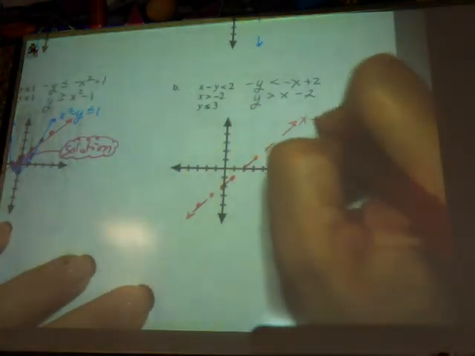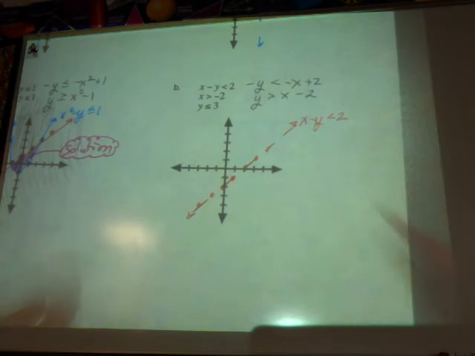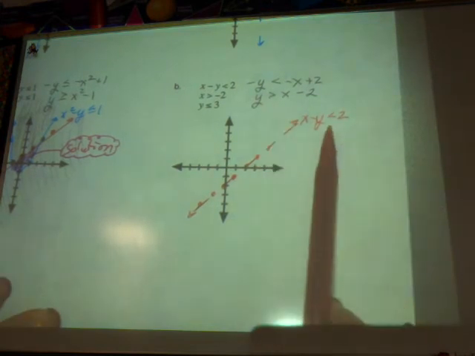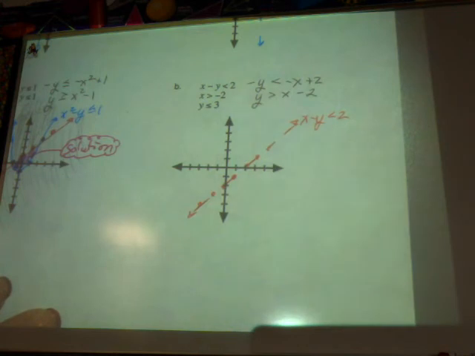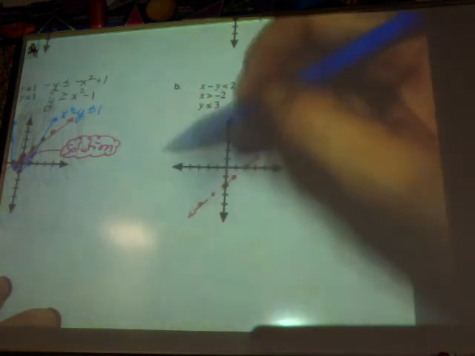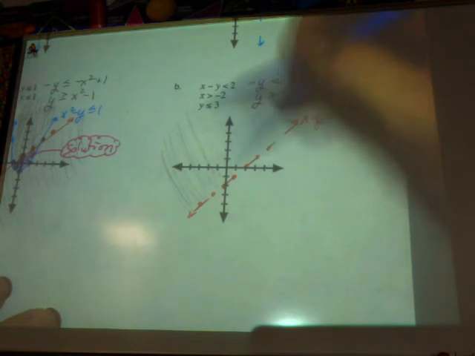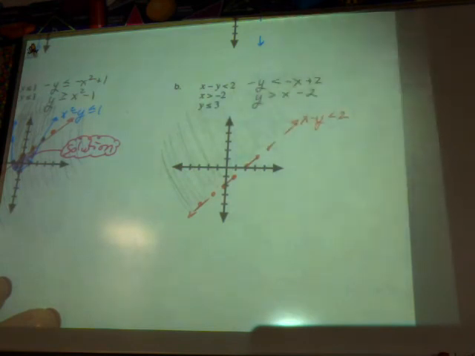So this is x minus y less than 2. So this is greater than, even though that's less than, remember we flip the sign, this says greater than. So isn't my shading this way? Right?